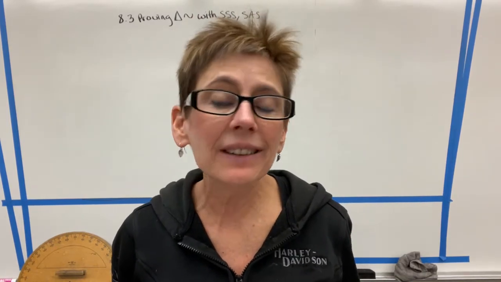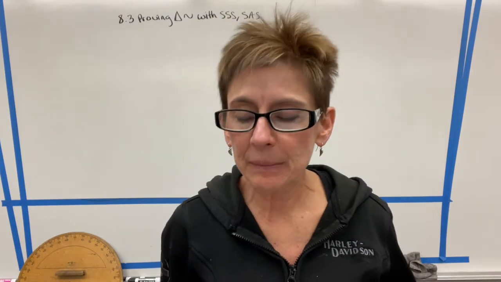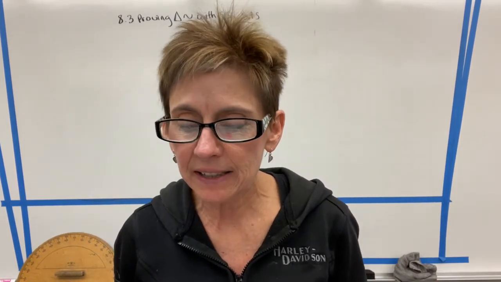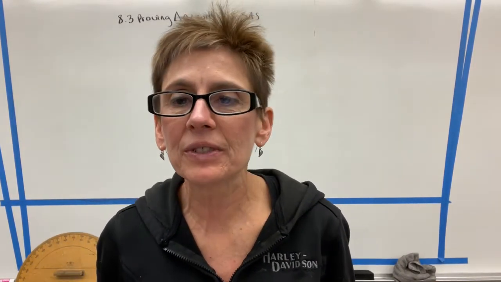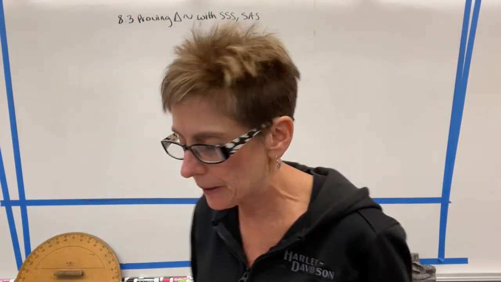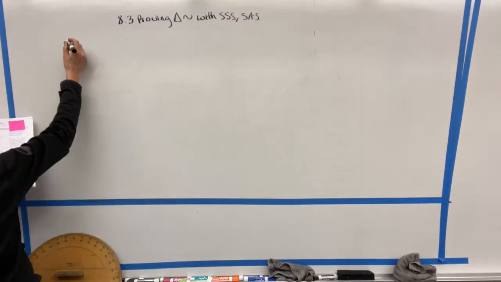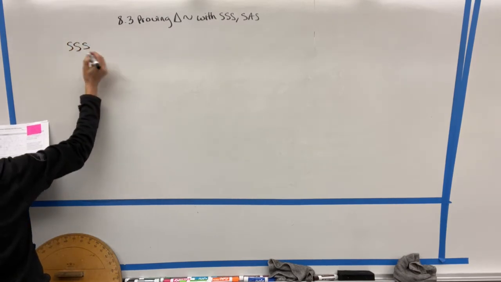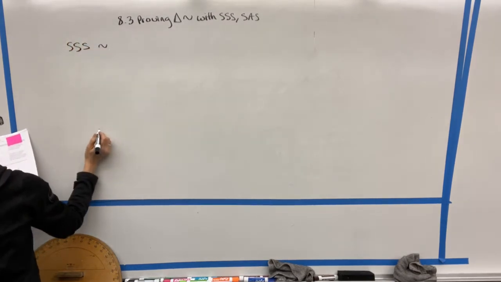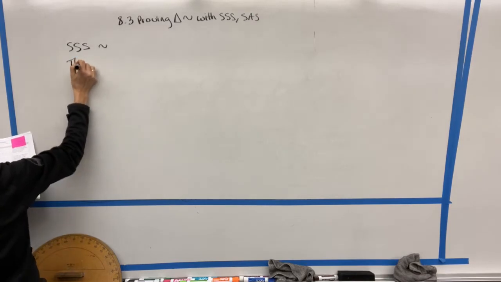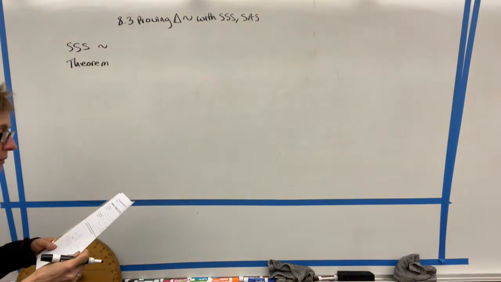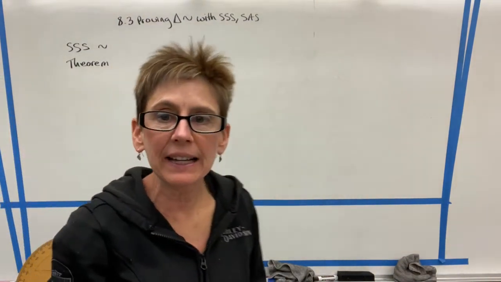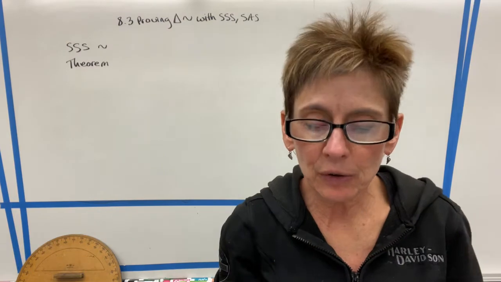Now these read the same as our congruent statements that we learned before did, so side, side, side, and side, angle, side, but they have a slightly different application. So we'll do the theorems first, and then we'll do several examples to make sure that you feel comfortable with it. So the side, side, side, and I'm going to be lazy here and write similarity by that. Similarity theorem tells us if we have three pairs of corresponding sides that are proportional, then the triangles are similar.